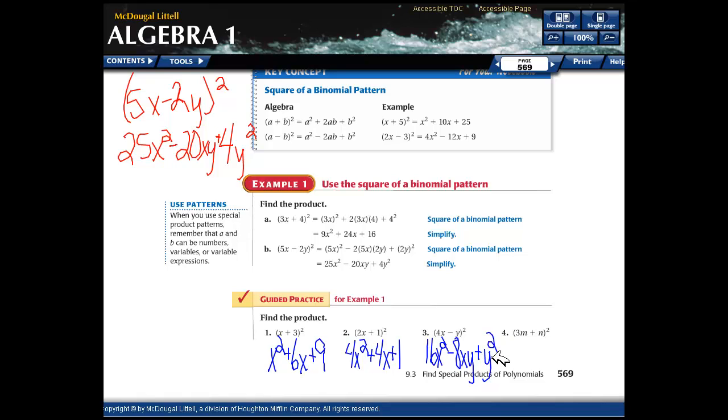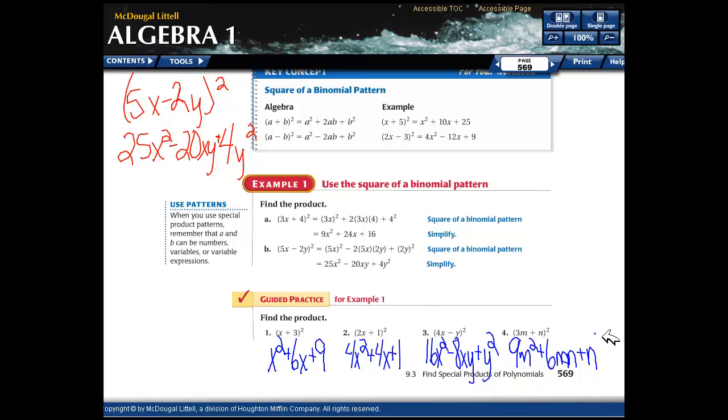Last one. Square the first, 9m squared. First times the last will be 3m times n. So 3mn, and double it would be 6mn. And square the last.